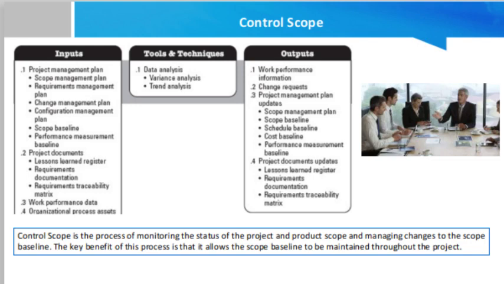Performance measurement baseline. During earned value analysis, the performance measurement baseline is used to compare the actual results to determine if a change, corrective action, or preventive action is necessary. Project documents. It includes the lessons learned document to improve the scope control of the project. The lessons learned during the earlier stages of the project are accordingly applied in the project.